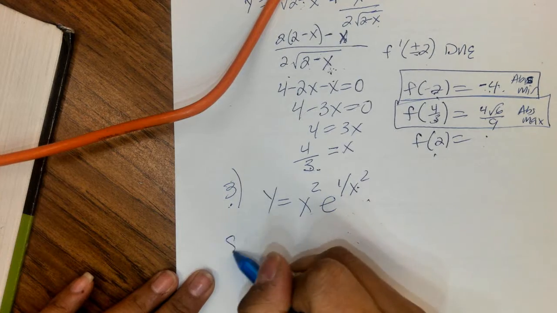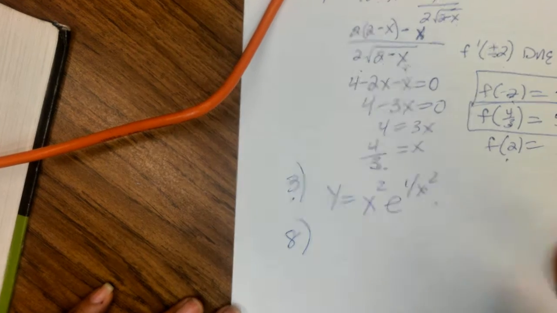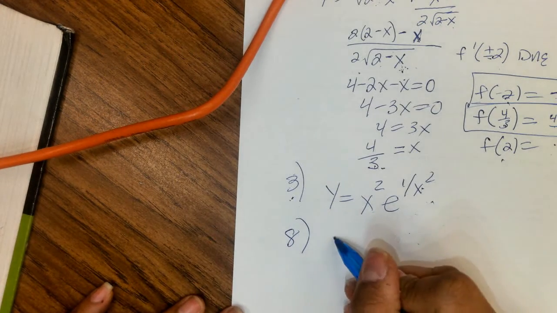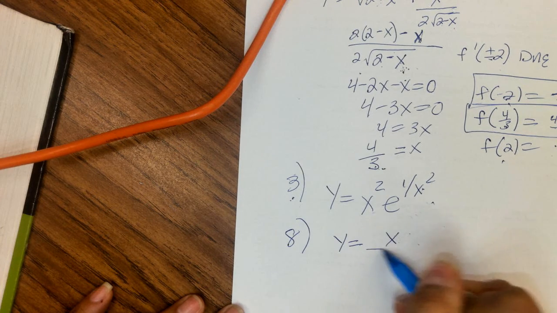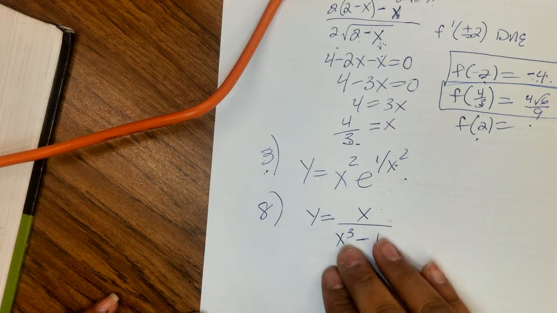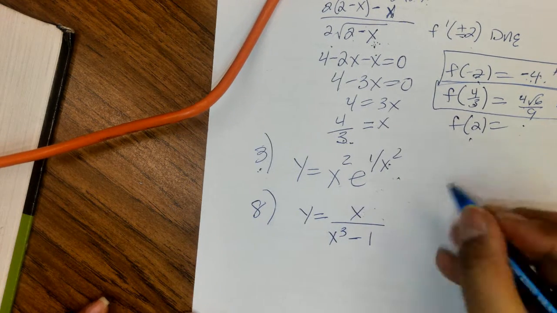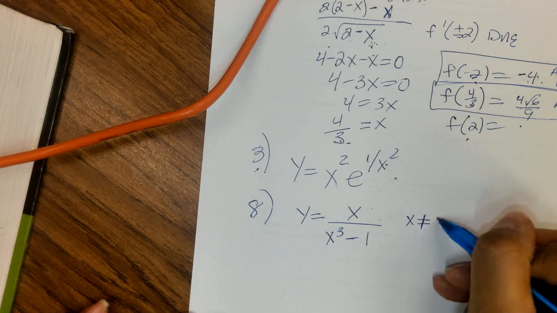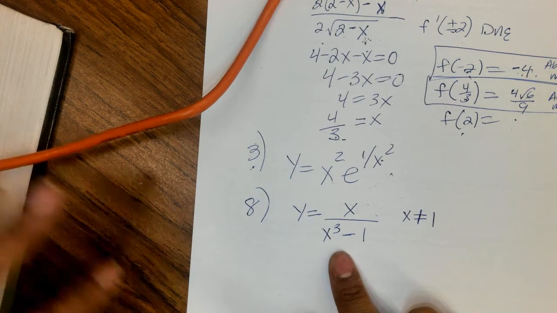I'm going to go on to number 8. Number 8 was also asking for all those things. Here is what 8 looks like. It's x over x cubed minus 1. That was number 8. No domain was specified, but I know that I can't have x to be 1. I know that. It'll make the denominator be 0.